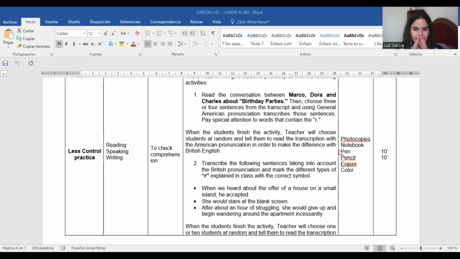For example, this sentence: 1. When we heard about the offer of a house on a small island, he accepted. 2. She would stare at the blank screen. 3. After about an hour of struggling, she would give up and begin wandering around the apartment incessantly.